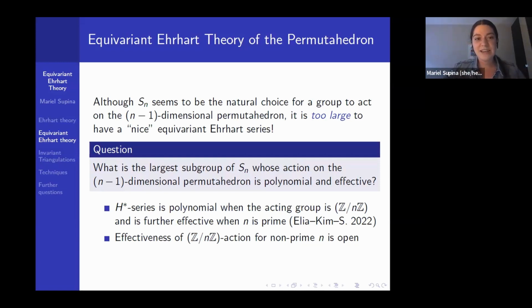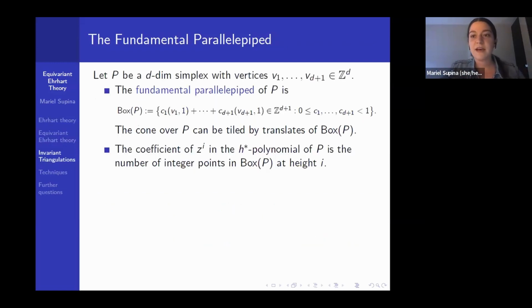I want to get into one technique that Sophia and Donghyun and I worked with. And this has to do with invariant triangulations. So this is where we need simplices. In classical Ehrhart theory, we have a way to triangulate a polytope into lattice simplices and build up its Ehrhart polynomial, or its H star polynomial, by counting the lattice points in all of these simplices. So we wanted to see if we could generalize that to the equivariant setting.